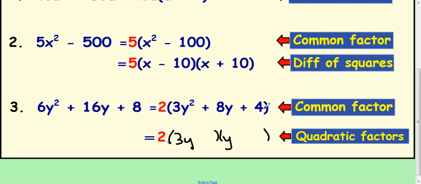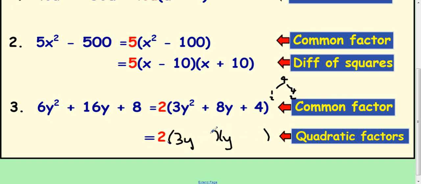And I'm looking for factors of 4. So factors of 4, you can either choose 1 and 4 or 2 and 2. Now if I'm going for 4 and 1, I could put a 4 there and a 1 there. That's giving me a 12 and a 1, that's not going to work.